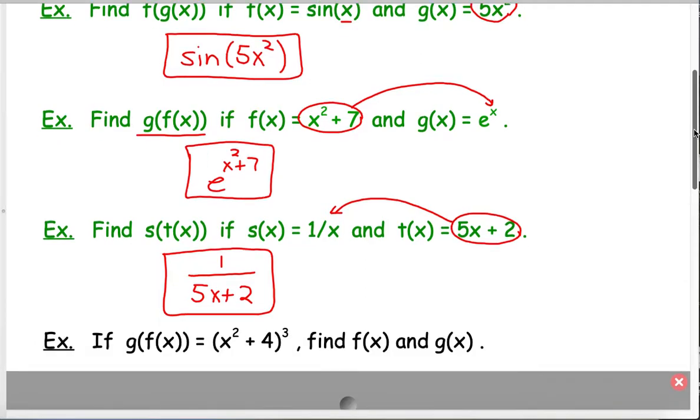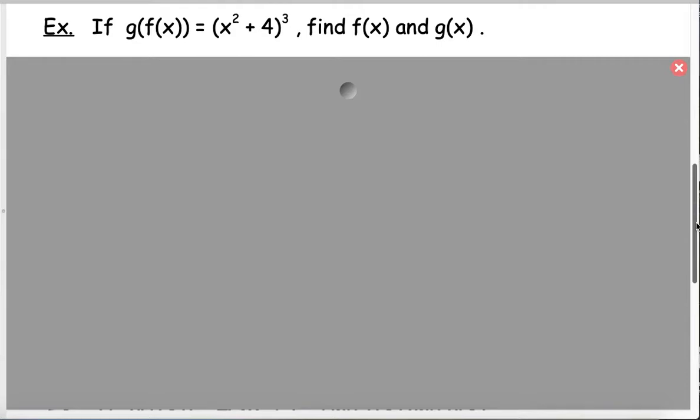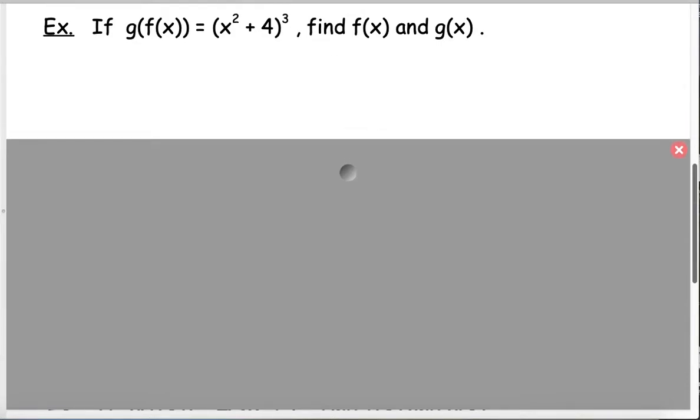All right, what if we worked backwards? What if I told you this is the composition, what were the two functions I started with? Well, when I look at this, I think, oh, I have something to the third power. So my g of x, I could let equal x to the third. And then f of x is going to be x squared plus 4. So when I send f to the g function, it'll cube x squared plus 4. Now that's one possibility. There's countless possibilities for this, but that's probably the most straightforward.